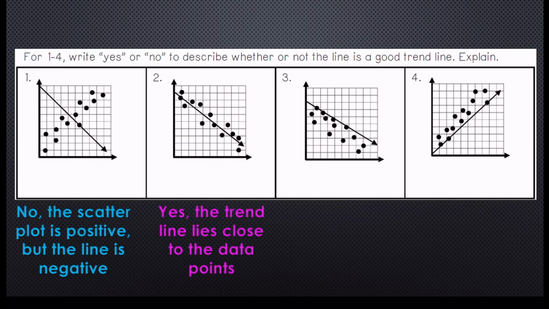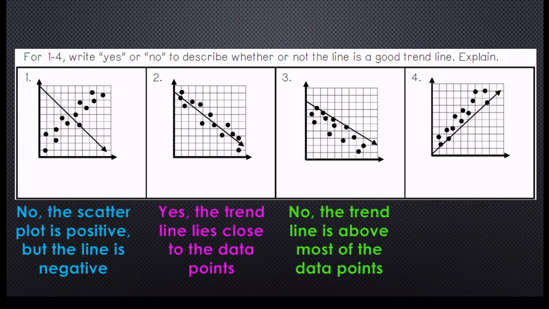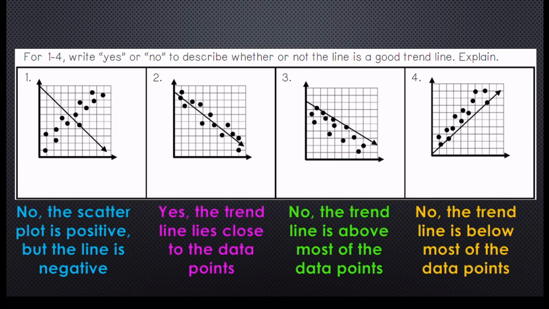Now look at number 3. I'm wondering if you're seeing this already. Both our data points and our line are going in a negative direction. However, a majority of our points are below our line. So no, this is not a good line of best fit because the trend line is above most of the points. And then number 4, I'm sure you're at that point already and you identify it. This would also be a no because in this case, our trend line is below most of our data.